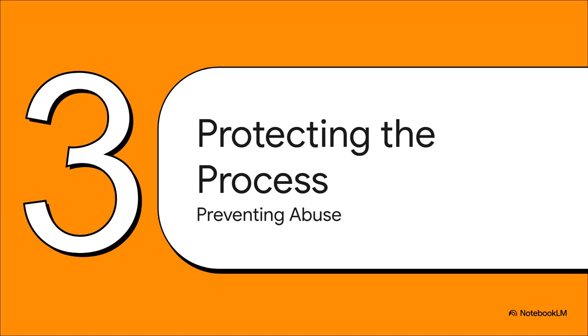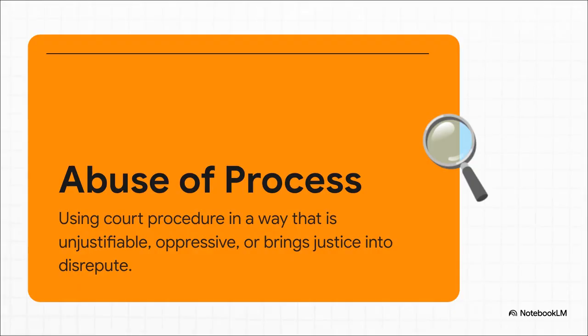This one is about the court's power to protect the very integrity of the judicial process itself. It does this by preventing what we call an abuse of process. This is absolutely fundamental. At its core, and you'll find this discussed in paragraph 32,955.120, an abuse of process is basically any time someone uses the court's procedures in a way that's unjustifiable, oppressive, or that just makes the whole system look bad. It is a power of last resort, but boy, is it a vital one.